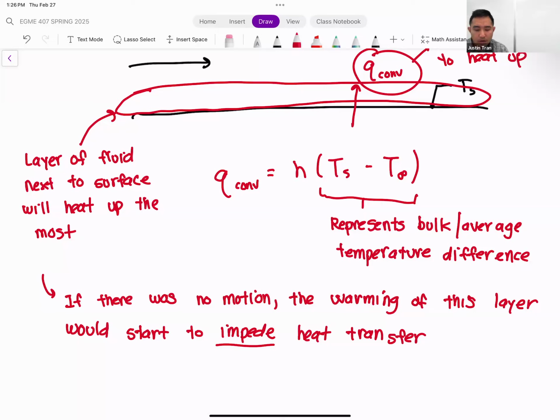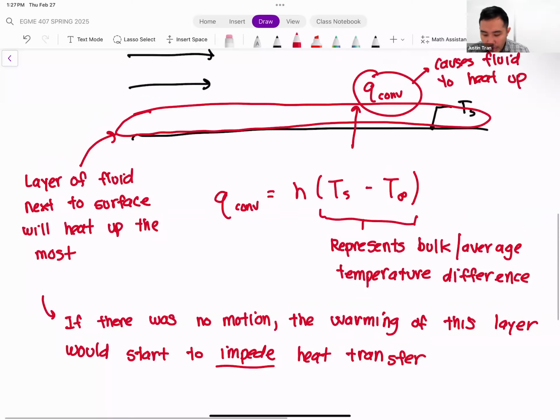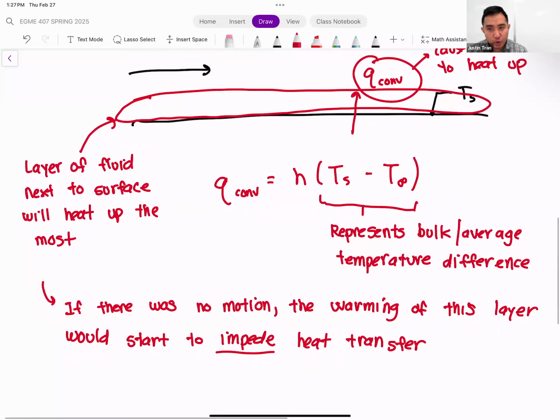Because as that fluid next to the surface gets warmer, the difference in temperature between the surface and the fluid right next to it starts to shrink. And so, as that temperature difference shrinks, Q convection starts to get less and less, just exactly what we talked about at the beginning of class today. And this is generally what happens when you have just pure conduction.